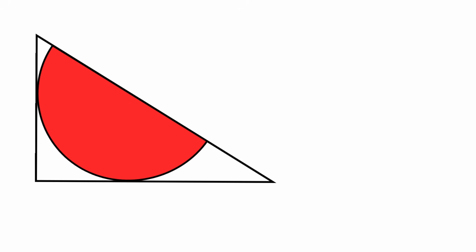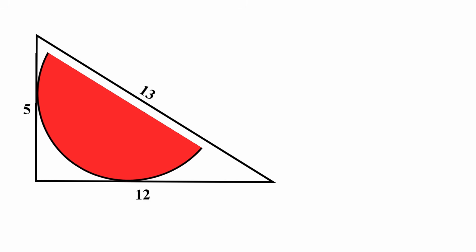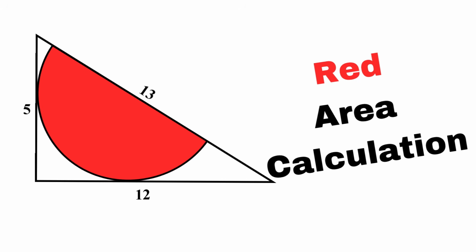All right, let us start by understanding the diagram. We have a right triangle with side lengths of 5, 12, and 13 units. Inside this triangle, there is a semicircle that touches all the legs of the triangle. Our goal is to calculate the area of that semicircle.